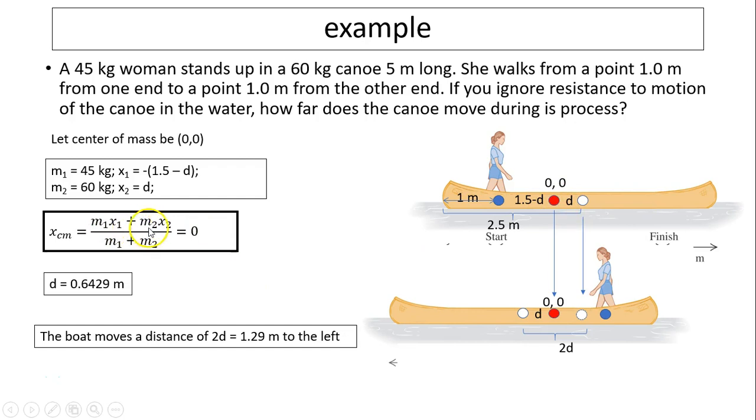And because the center of the mass is 0, m1 x1 plus m2 x2 has to be 0. x1 is negative 1.5 minus d, x2 is d. You can solve this. You will have d equals 0.6429. Now the boat has moved a distance of 2d, so it's 1.29 meters to the left.